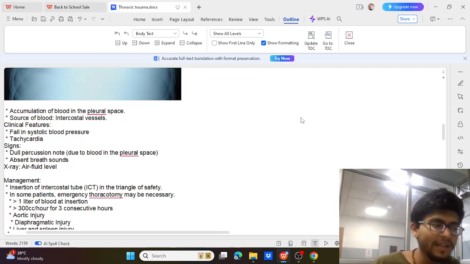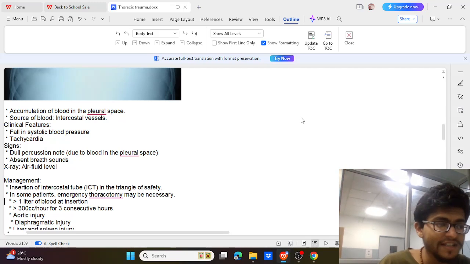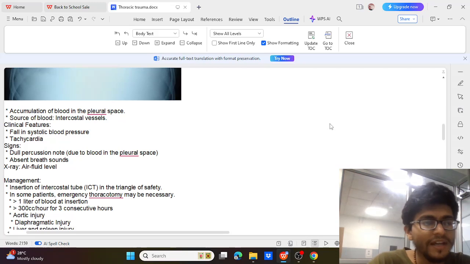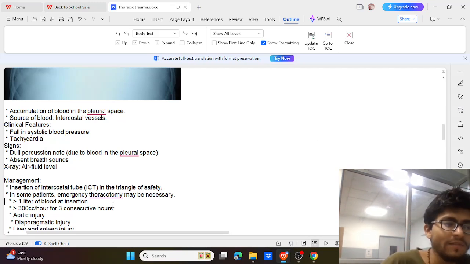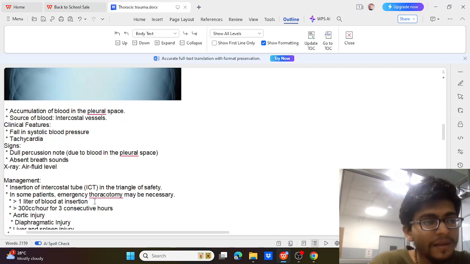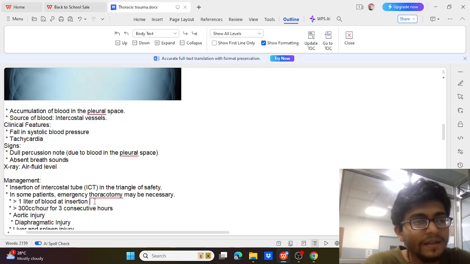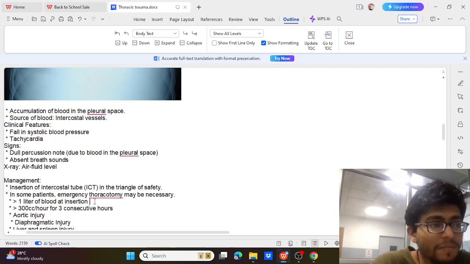We do the thoracotomy in case there is more than 1 liter of blood coming out of the chest tube on the insertion itself, and this 1 liter is mainly for penetrating injury. Okay, so more than 1 liter of blood for penetrating injury, and more than 1.5 liter of blood coming from the ICT, that is intercostal tube, in case of blunt injury.